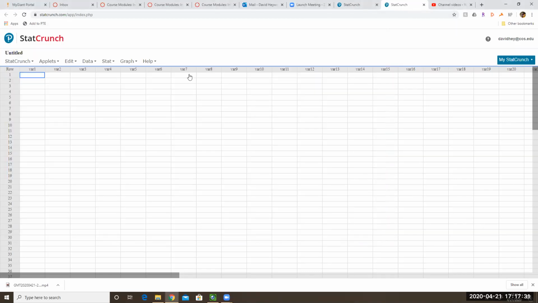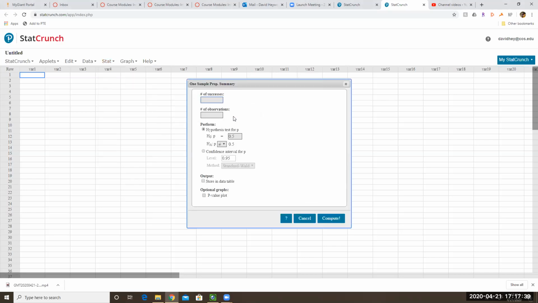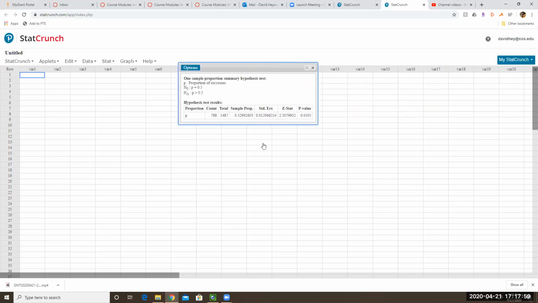So let's open up StatCrunch. We're going to go to stat, proportion stats, one sample with summary. 788 successes out of 1487 observations. We want to test if P is equal to 0.5 against P greater than 0.5. So we hit compute. There's our sample proportion again, which we figured out on our calculator. But more importantly, there's the p-value. So our p-value is 0.0105.